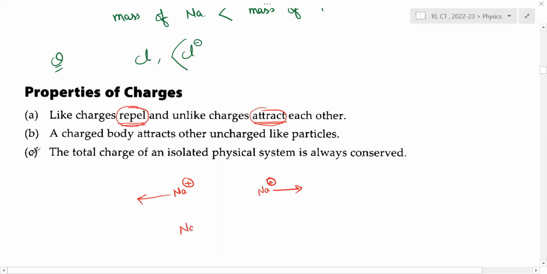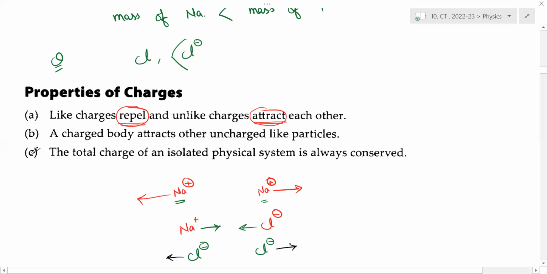Yes, sir. And if I say Na plus and Cl minus, what will happen? They'll attract. Both will be attracted. So this is the meaning. Repel means like charges, similar nature. Chloride minus and chloride minus, what will happen? Again, they will repel.